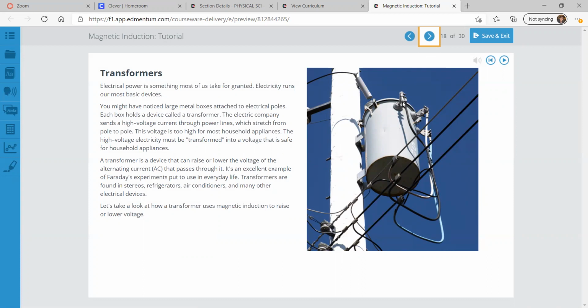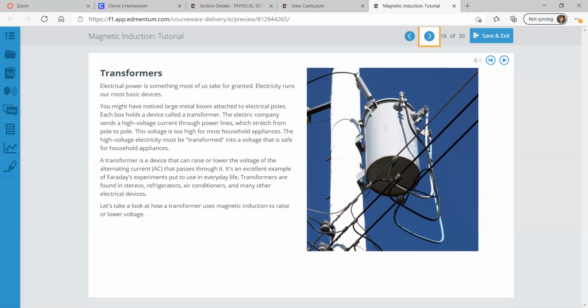The electric company sends a high voltage current through the power lines, which stretch from pole to pole. This voltage is too high for most household appliances. The high voltage electricity must be transformed into a voltage that is safe for household appliances. So that's why we call those transformers, because they transform the voltage.